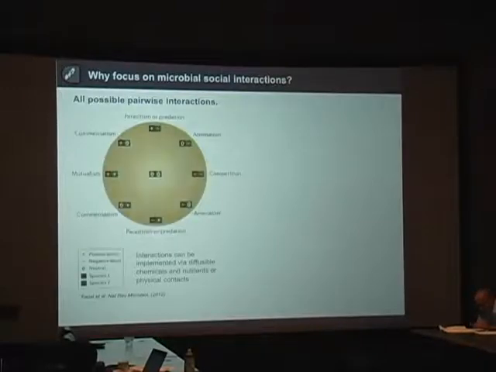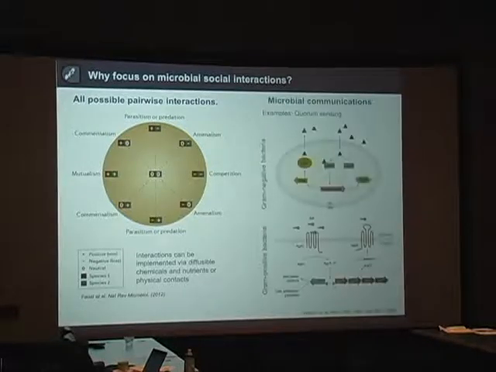That is because bacteria are highly social in reality. Here I show a pair of bacterial species, and they could have different types of interaction. For instance, they could compete with each other, they can cooperate, they can also form commensalism, amensalism, mutualism, parasitism, and so on. They create a very complicated and diverse interaction map.